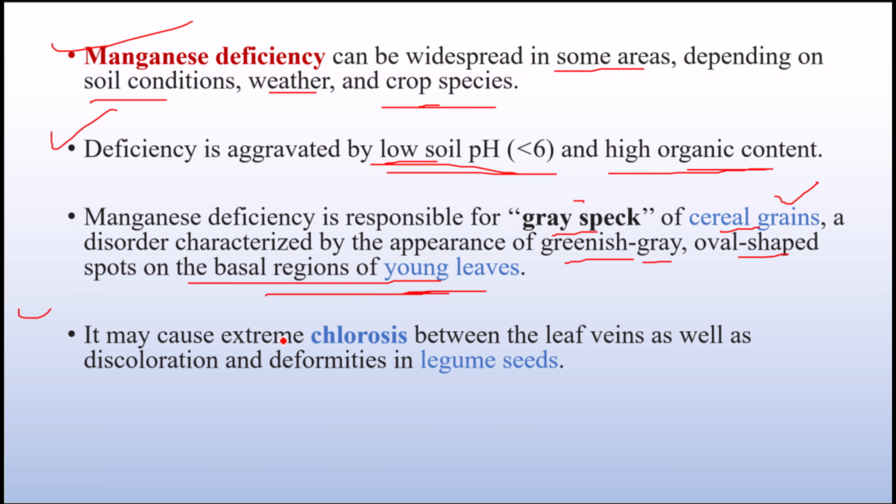Next, it may cause extreme chlorosis between the leaf veins as well as decolorations and deformities in legume seeds. So in legume plants, deficiency of manganese causes chlorosis and decoloration as well as deformation in the legume seeds.